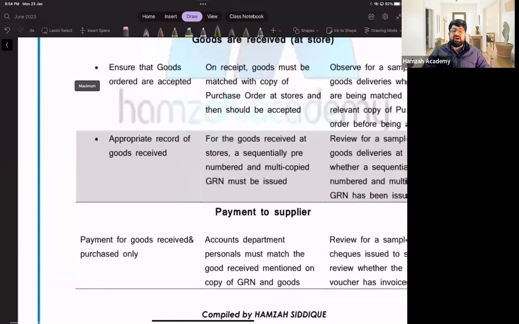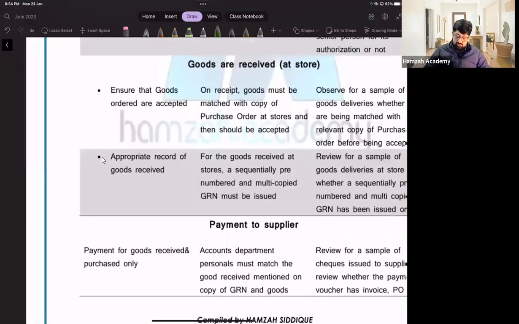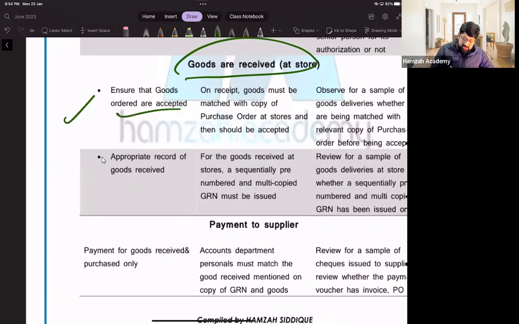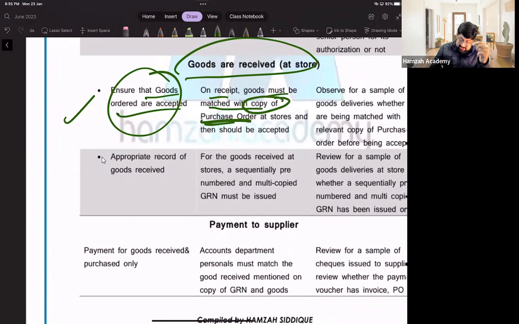Goods are received at stores. So ensure that goods ordered are accepted. The supplier has dispatched the goods to the store, and the store department should accept only those goods which were ordered. How to do that? On receipt, goods must be matched with the copy of the purchase order, and then accepted. They can even be checked for quality as well.